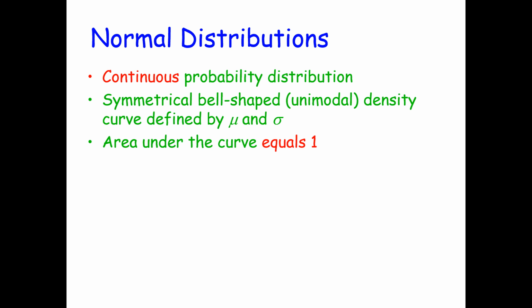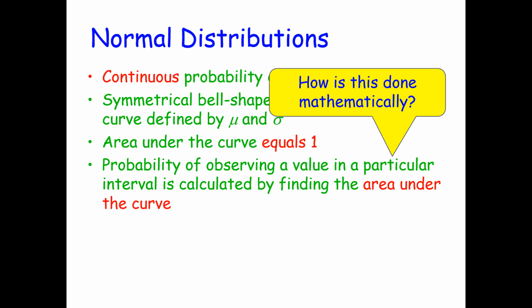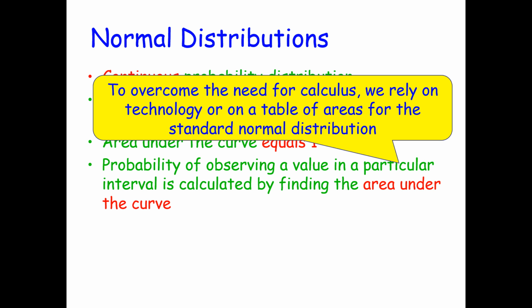The area under the curve equals 1. The probability of observing a value in a particular interval is calculated by finding the area under the curve. Well, how do we do this mathematically? To overcome the need for calculus, we can rely on technology or on a table of areas for the standard normal distribution.